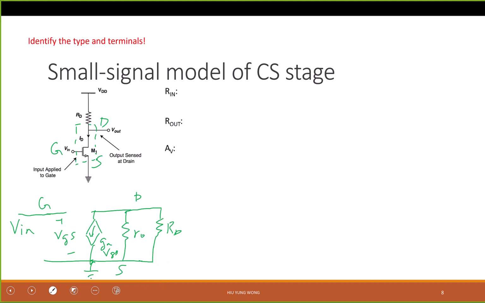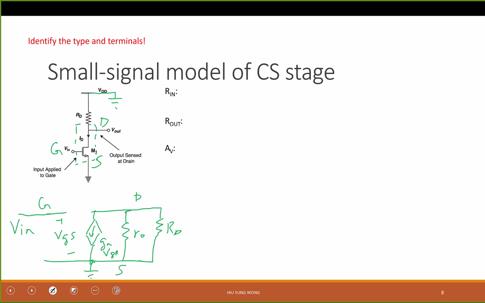Why is this correct? Why can I connect the VDD to ground? In small signal analysis, you don't have a VDD. Because this is DC, this is AC ground. Remember, we have two things. One is you draw the model. Another, you short all VDD, short all DC voltage sources, and open all DC current sources. All the constant current should be open, and all the constant voltage should be shorted. Then I get this one. You learned that before, right?